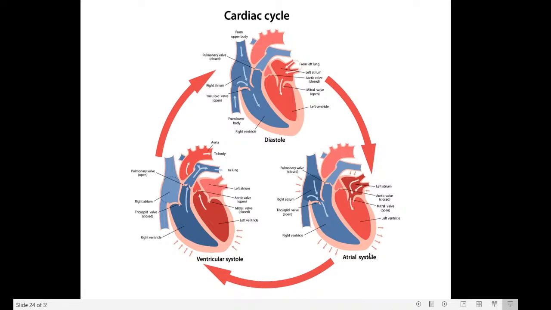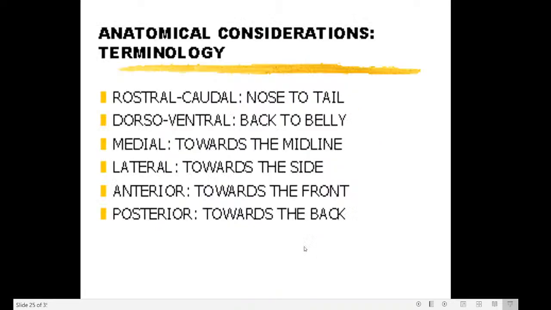First atrial is the intake, and release is the ventricular process. Okay, the excretion happens in two ways, to the lung and to the body. To the body, the blood is removed by the aorta, and to the lung it's released another way. These are the two things in the cardiac cycle.